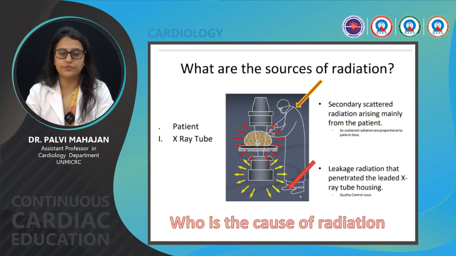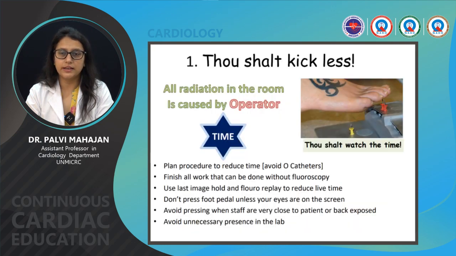Who is the cause of radiation? Definitely the operator. Thou shalt kick less. All radiation in the room is caused by the operator. So we have to plan the procedure to reduce the time. Finish all your work that can be done under fluoroscopy. Use last image hold and fluoro replay to reduce the fluoroscopy time.